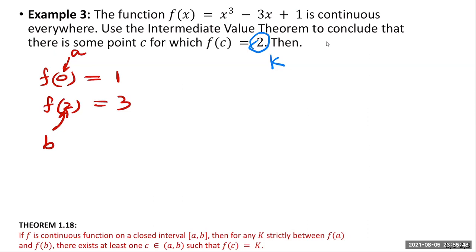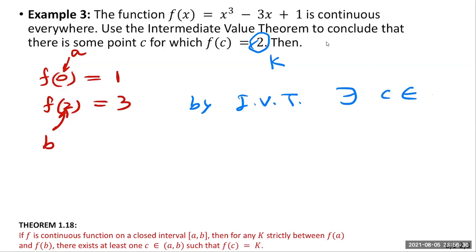Okay. All right. Now notice that this is my f of a, because this number is a, right? I'm taking this number to be a and this number to be b. Then this is my f of a. This is my f of b, right? And notice that the value of k is strictly between these two numbers, 1 and 3. If that is the case, from the intermediate value theorem, we can conclude that by intermediate value theorem, there exists C in the open interval a comma b. Notice that my a is 0 in this case, b is 2.